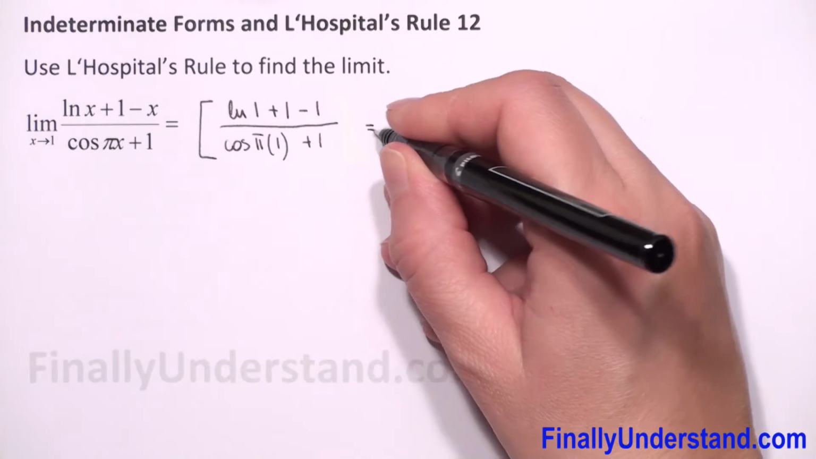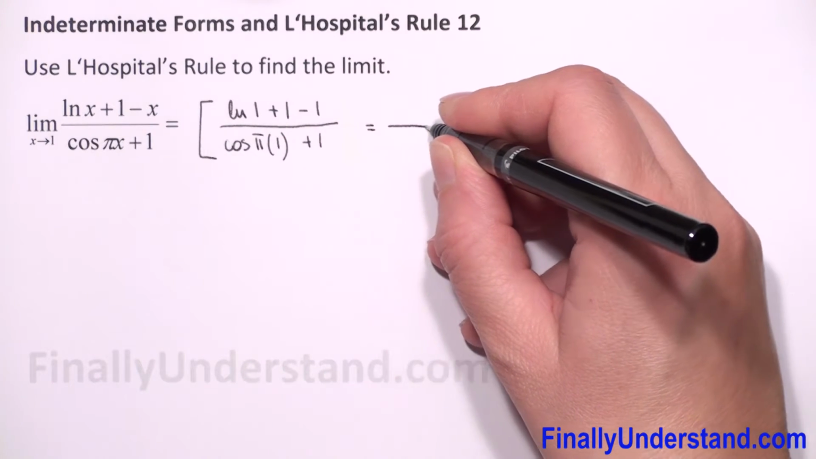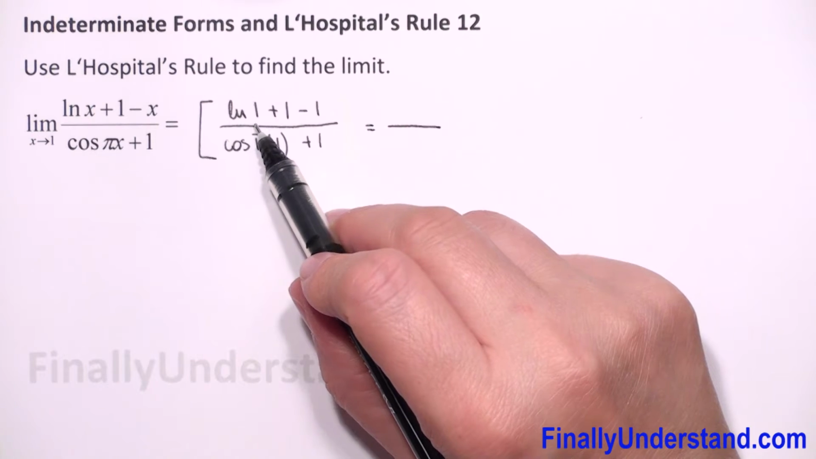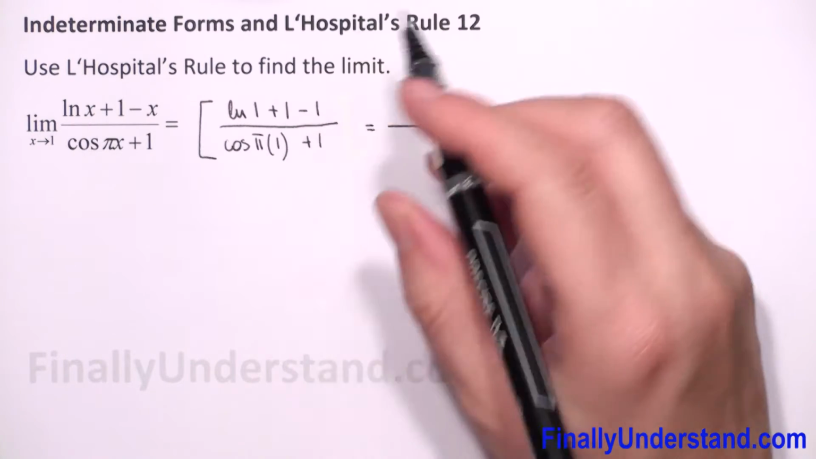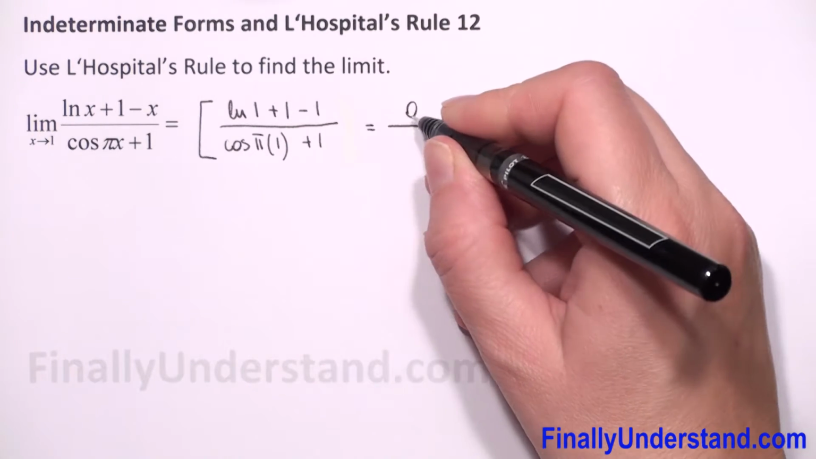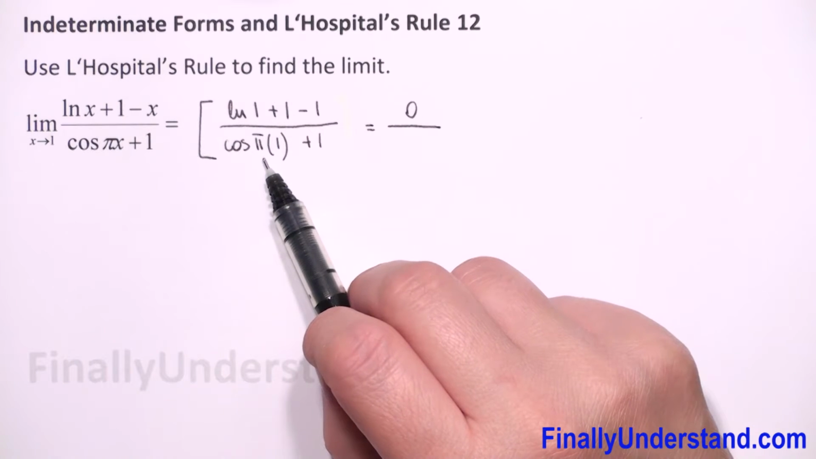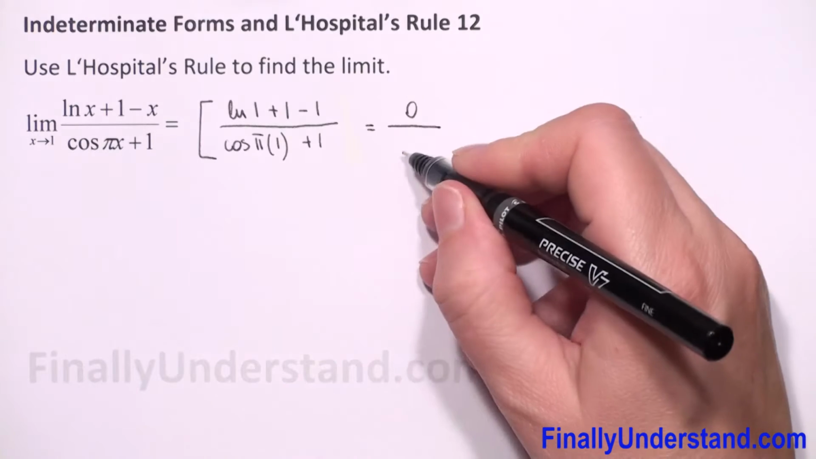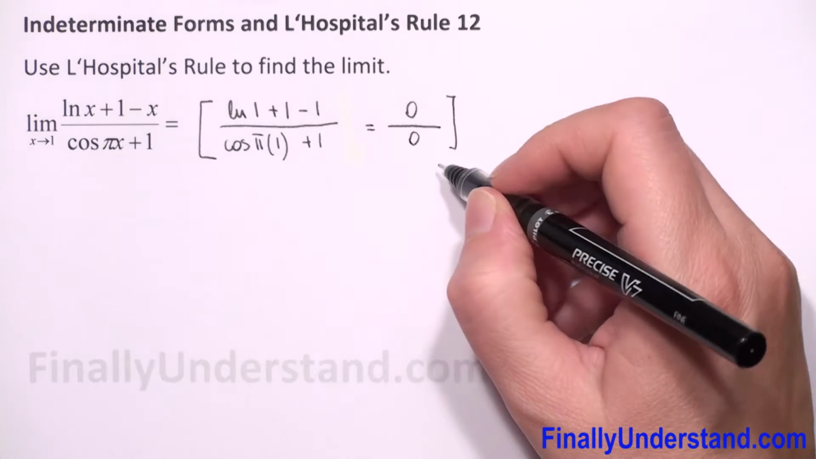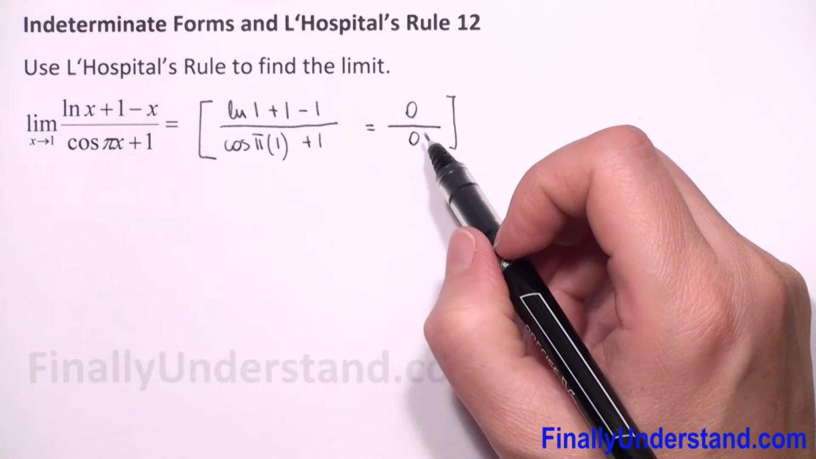This is equal, natural log of 1 is 0. 1 minus 1 is 0, so in numerator we have 0, and in denominator we have cosine of pi is negative 1 plus 1 is 0. So we have indeterminate form 0 over 0.